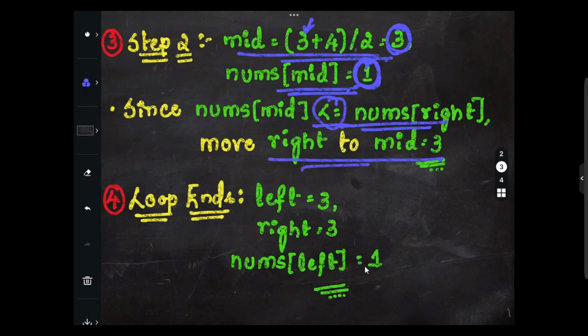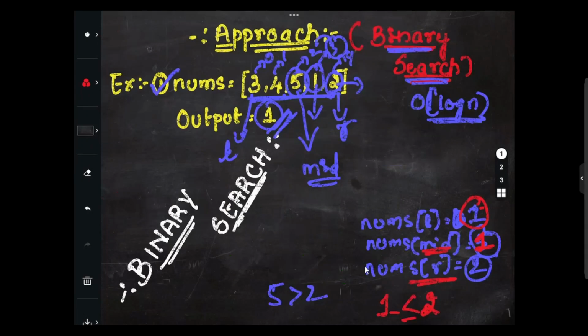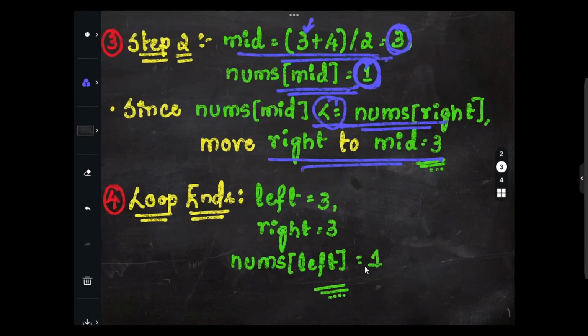So we will move the right to mid. We will move the right to mid as well. So here now, right is also at index 3 and left is also at index 3. Now we will move the right to mid equals 3. So left is also index 3, right is also at index 3.